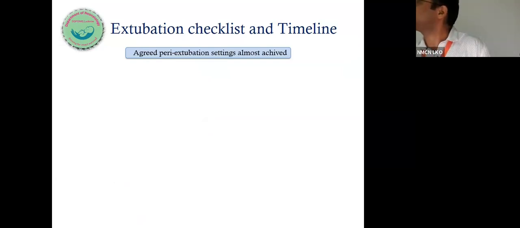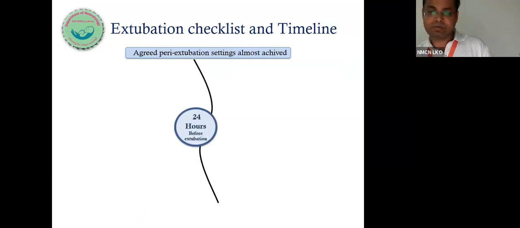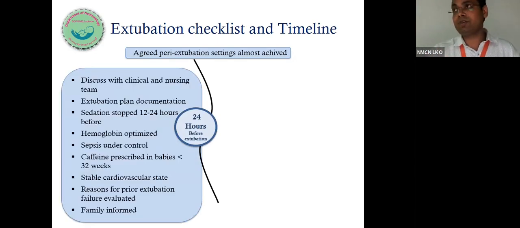So now moving on to the checklist and the timeline. Once the child has achieved the pre-extubation settings, at 24 hours before, we need to discuss with the clinical and nursing team. Extubation should be planned and well documented. The settings should be decreased and sedation should be stopped at least 12 to 24 hours prior. Hemoglobin should be optimized and under control. Caffeine, if not already started, should be started. Then hemodynamic stability should be ensured, and reasons for prior extubation failure should be evaluated. Then the family should be informed.